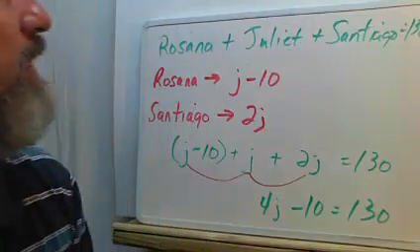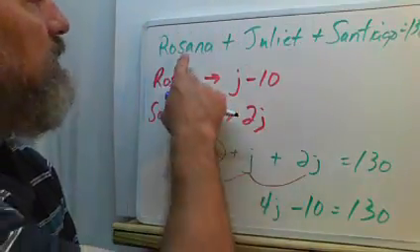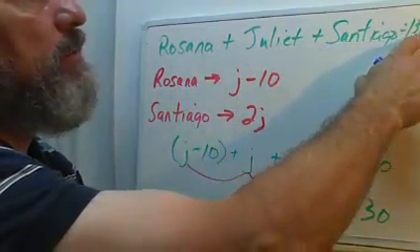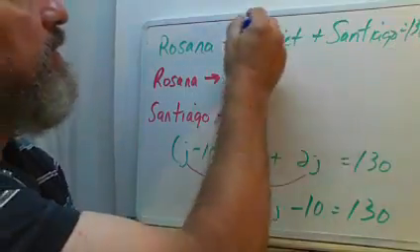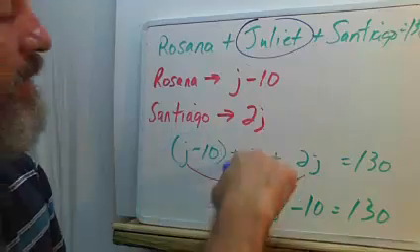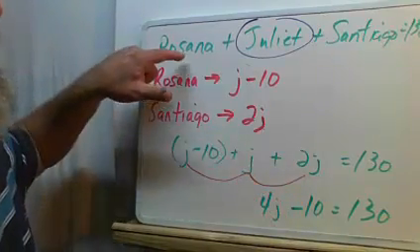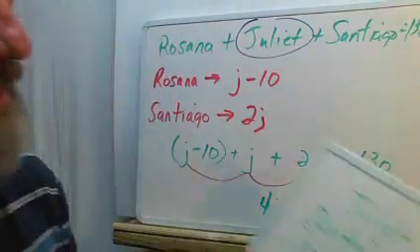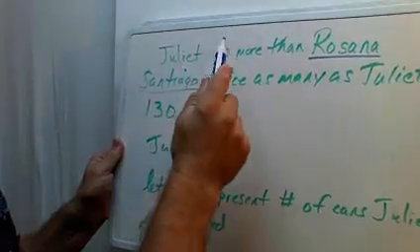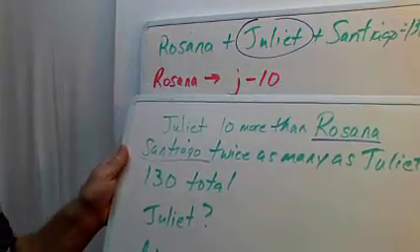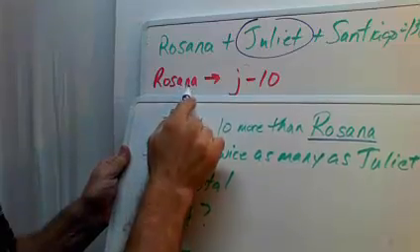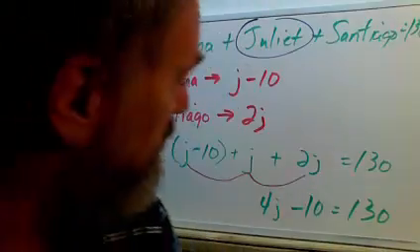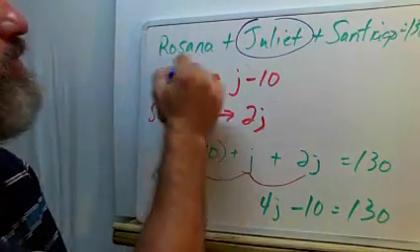So then we should look at this problem and we should think, well, this is really relatively easy. It's Rosanna's cans plus Juliet plus Santiago is going to give us 130. So the first part of it, Juliet, will be easy. That's J. Now we have to talk about Rosanna in terms of Juliet. Well, according to our problem, Juliet collected 10 more than Rosanna. So if we think about it, Rosanna would be Juliet's cans minus those 10 extra. So Juliet minus 10, we can plug that in to replace Rosanna.